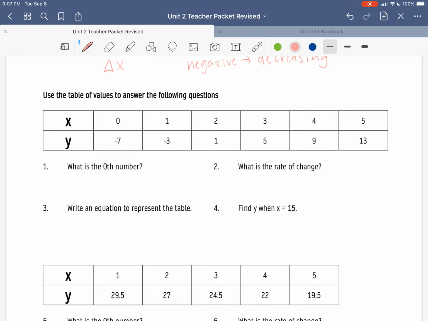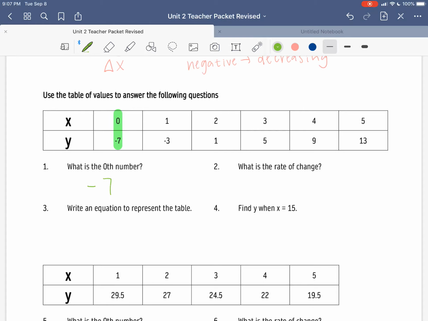So we've got this table, and the first question it's going to ask us is, what is the zeroth number? So in a table, when we're looking for the zeroth number, we're looking for the y value that is paired with x when x is 0. So what we want to focus in on is when x is 0, that's going to give us our zeroth term. So that's where I'm looking to find this number. And when we describe the zeroth number, our beginning value, we use the y value. So we would say our zeroth number is -7.